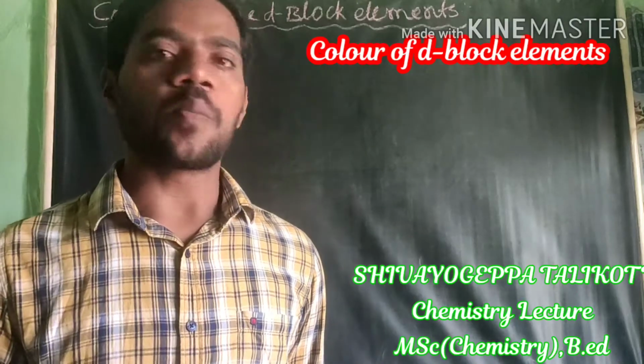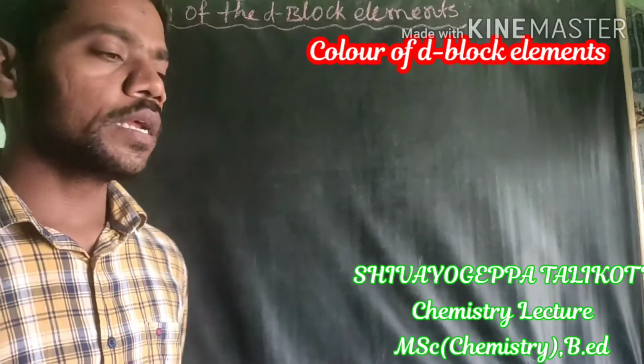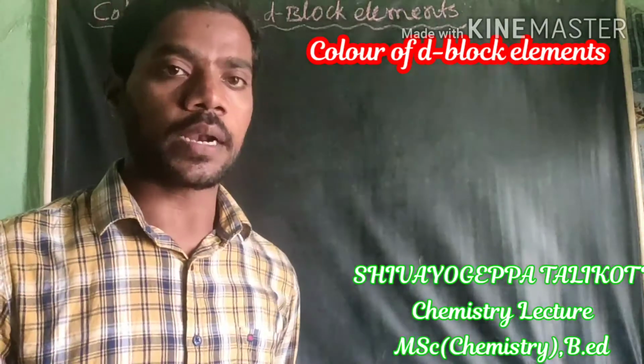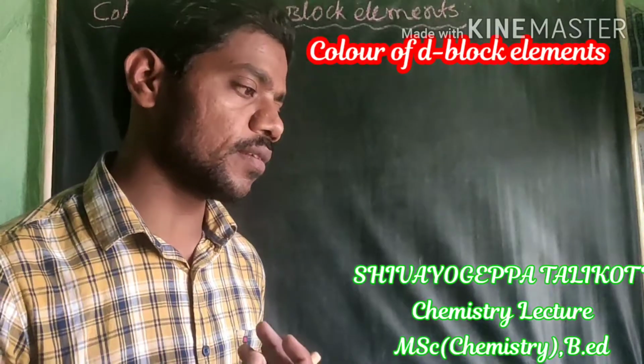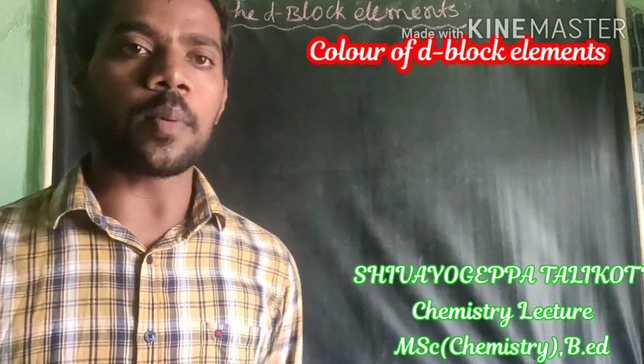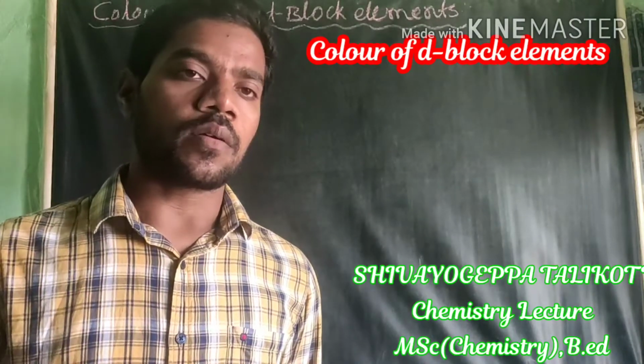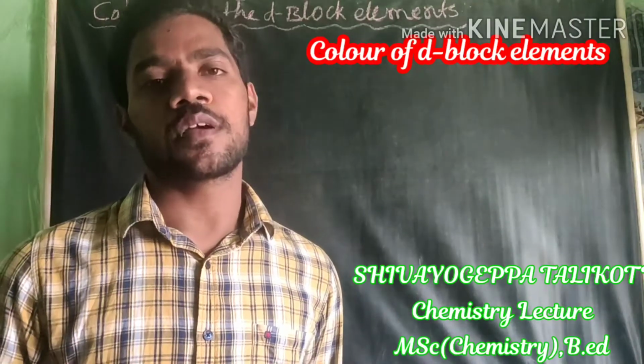For example, copper sulfate is blue. Why is copper sulfate blue? Next, go for cobalt chloride. Cobalt chloride is red. Why is this compound red? This is all very important. Cobalt is a d block element, and copper sulfate is again blue. Why are these compounds showing color?